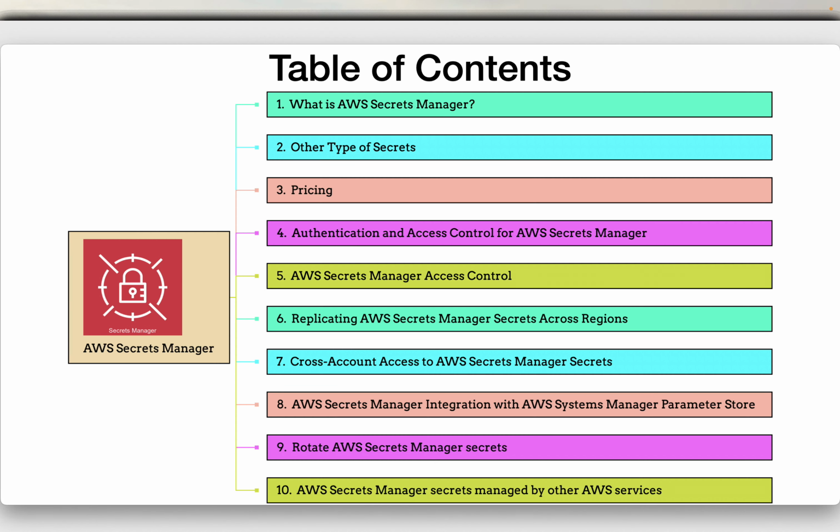So this lecture will contain all these topics. What is AWS Secrets Manager? Other types of secrets, pricing, authentication and access control for AWS Secrets Manager, AWS Secrets Manager access control, replicating AWS Secrets Manager secrets across regions, cross account access to AWS Secrets Manager secrets, AWS Secrets Manager integration with AWS Systems Manager Parameter Store, rotate AWS Secrets Manager secrets, and AWS Secrets Manager secrets managed by other AWS services.